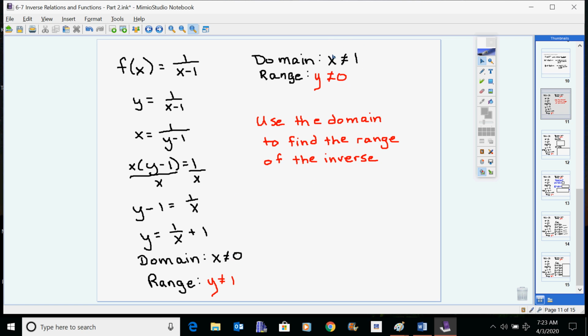So your domain primarily comes from the first one, the original one. And then the range is going to come from the domain of the inverse. And that's just a good thing to keep in mind as you go through these. All right, so let's look at the two cases that I was talking about.